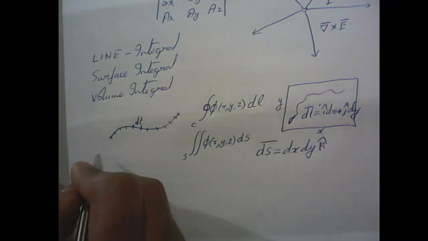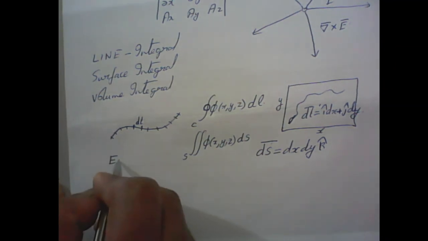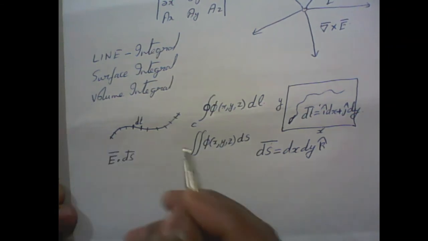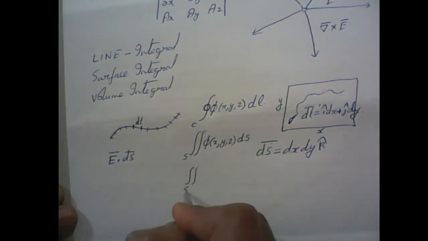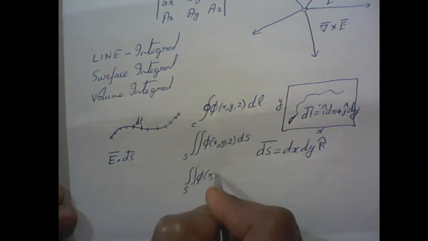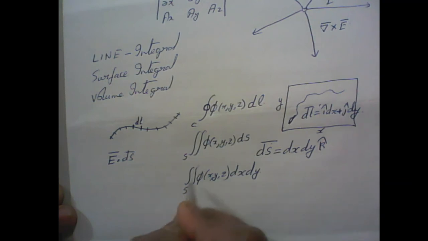For surface integrals, probably you have been talking about the flux of an electric field in higher secondary. The flux we talk about is F dot ds, or E dot ds, the electric field dot ds. In other words, a surface integral involves two variables. Here we have a function of x, y, z, and then two variables dx, dy: one stands for x, the other for y.